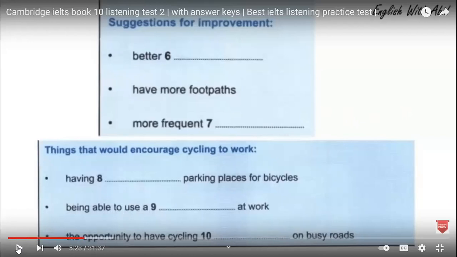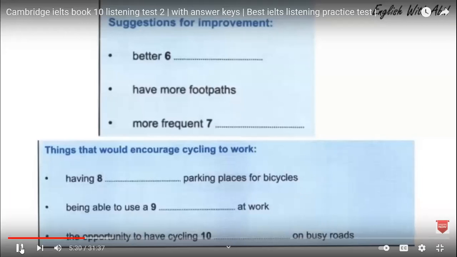There are no safe places to leave a bike. And we have got here parking places for bicycles. Yes, got it. They have used the synonymous sentence. Is it clear to you, right? Yes, now it's clear. Okay, let's go forward.